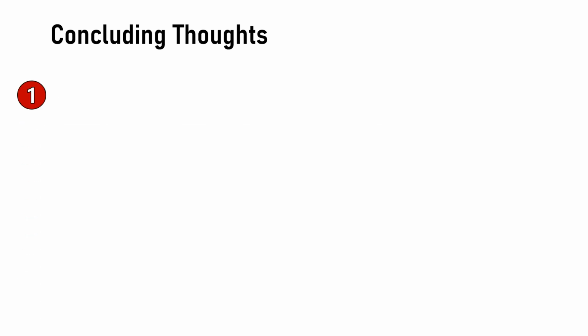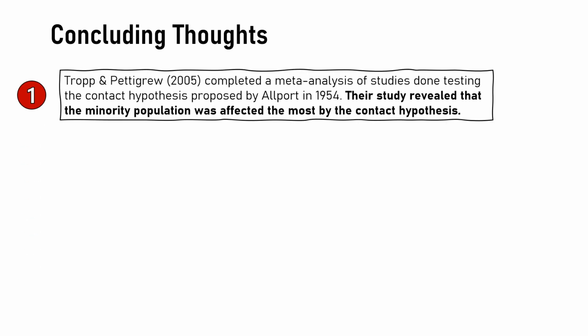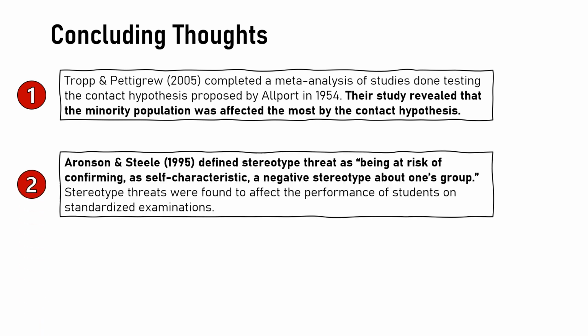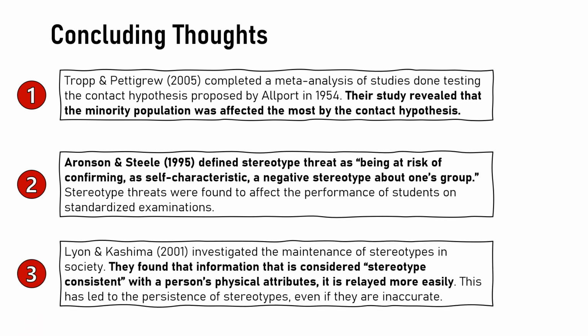So with that, I have some concluding thoughts. Number one, Tropp and Pettigrew. Their meta-analysis revealed that the minority population is affected most by the parameters of the contact hypothesis. Number two, Aronson and Steele in 1995 defined stereotype threat as being at risk of confirming as self-characteristic a negative stereotype about one's group.